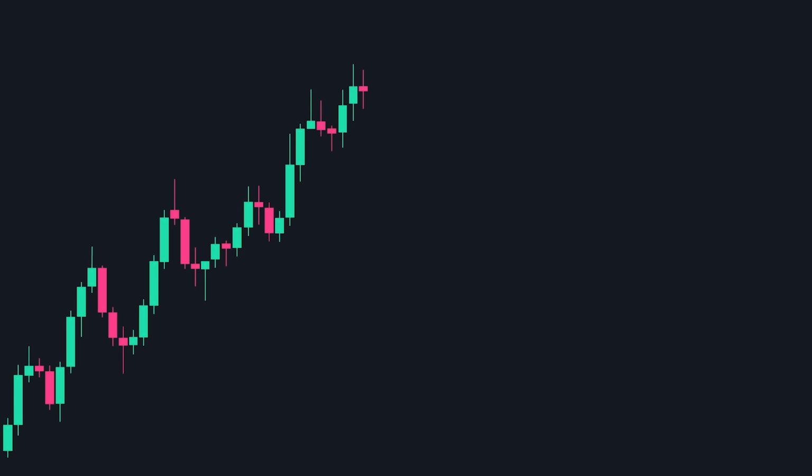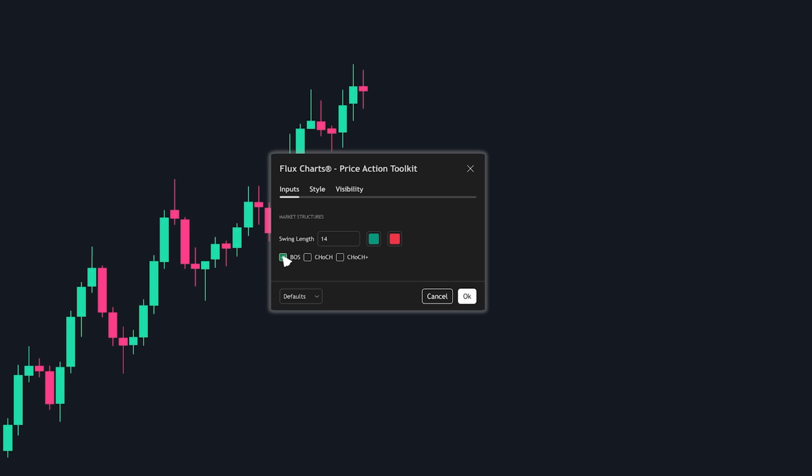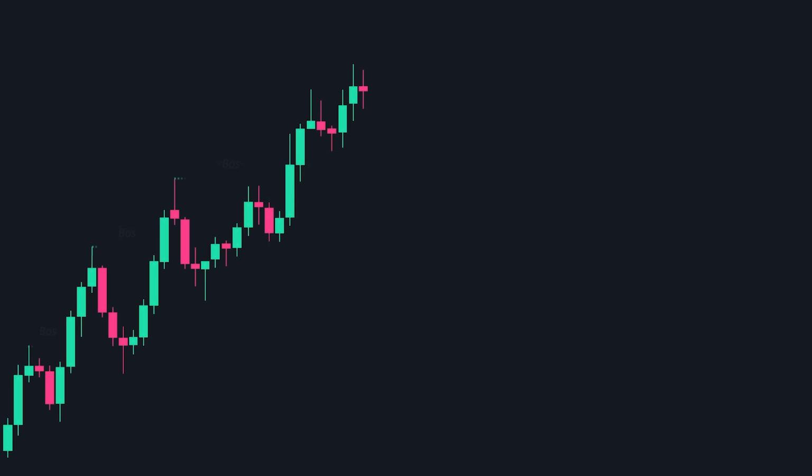In the first step, we identify the market direction by marking breakouts and reversal signals. We're going to use the Price Action Toolkit indicator to identify the trend. So let's go to the Settings tab and enable BOS, CHoCH, and CHoCH Plus in the Market Structure section. Here we can see that the price is breaking structures to the upside on the 1-hour chart. So, we are witnessing an uptrend and only looking for buying opportunities.